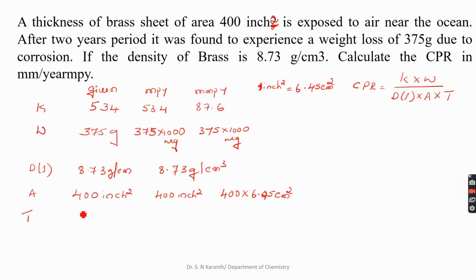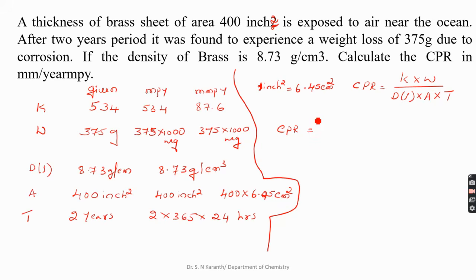Then time, here after 2 years. So 2 years means 2 into 365 into 24 hours. In both the cases we'll use this. Now I'll just substitute these values. So CPR equal to K 534 multiplied by 375 into 1000 divided by 8.73 into 400 into 2 into 365 into 24.